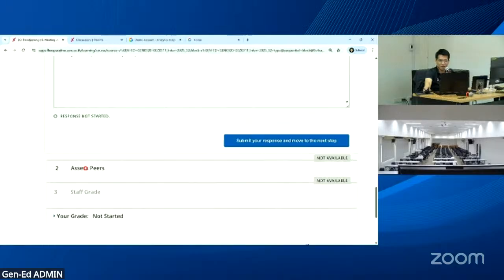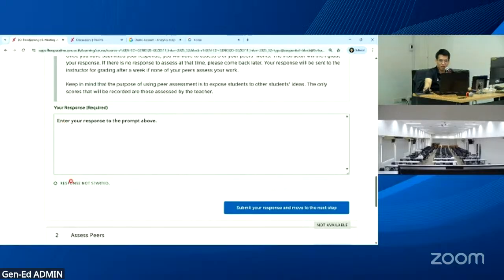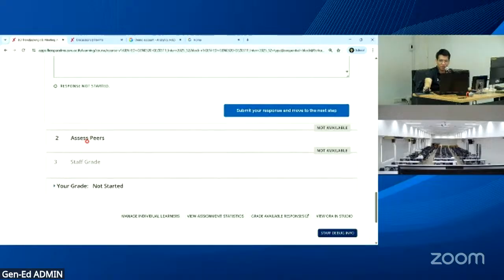Okay. So first specify your response and assess 3 of your peers based on the 4 criteria. If you don't see anything to assess, you may come back later. But if still nothing to assess, after the 7 days, the teacher will grade your submission. And then you can check your progress on the course page on the progress tab.